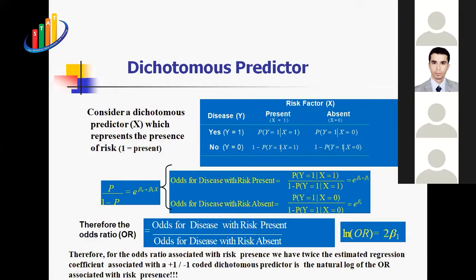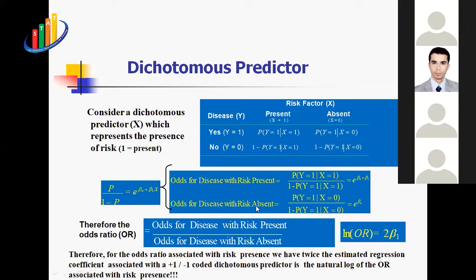Another important point which we need to understand is the odds ratio. Odds ratio basically shows the probability of an event. Consider an example: there's a risk factor, and if it's present, it will be represented by X1, and if it's absent, it's represented by X0. The disease which will occur in response to this risk will be coded as yes and no.